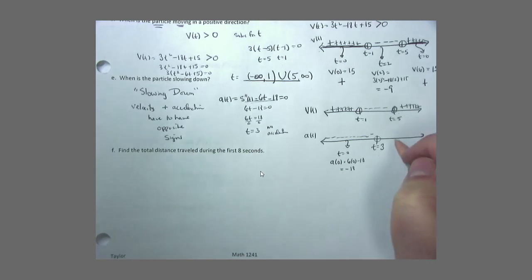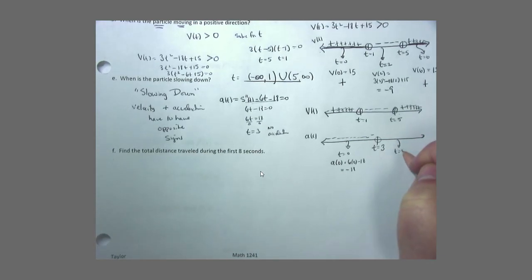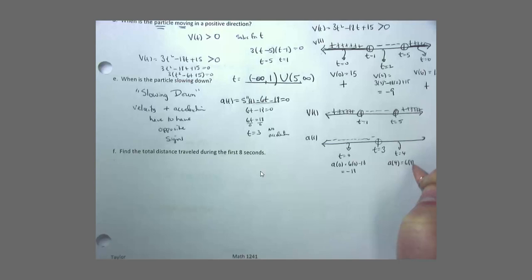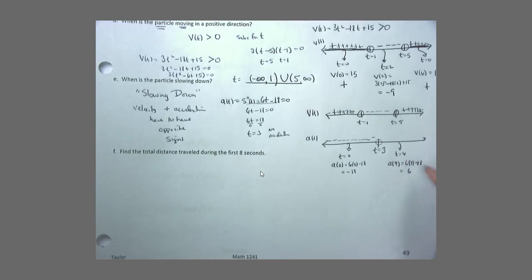That's right. I'm going to choose 4. I'm going to plug 4 into my acceleration equation. The acceleration equation is, again, 6t minus 18, so this would be 6 times 4 minus 18. 6 times 4 is 24. 24 minus 18 is 6.